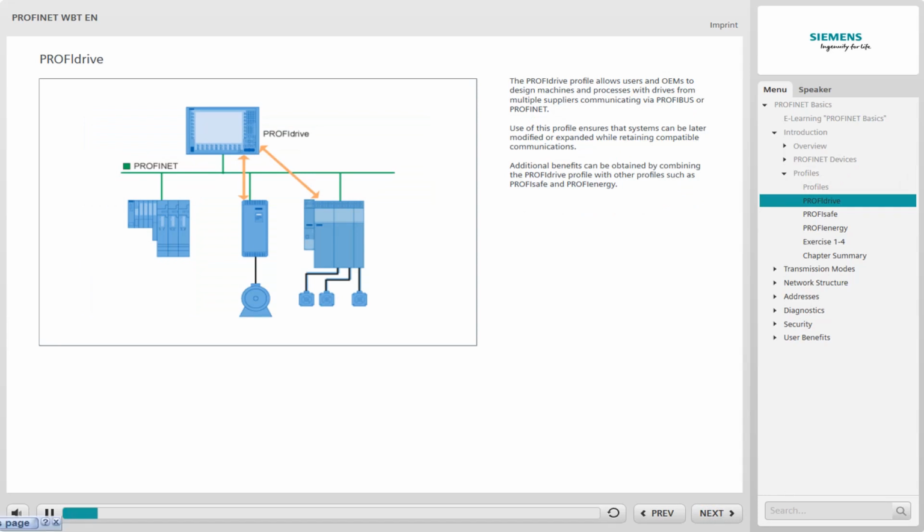Electronic drives are used in a variety of applications ranging from control of pumps, fans, and compressors to complex motion control. The ProfiDrive profile allows users and OEMs to design machines and processes with drives from multiple suppliers communicating via PROFIBUS or PROFINET. Use of this profile ensures that systems can be later modified or expanded while retaining compatible communications. Additional benefits can be obtained by combining the ProfiDrive profile with other profiles such as ProfiSafe and ProfiEnergy.